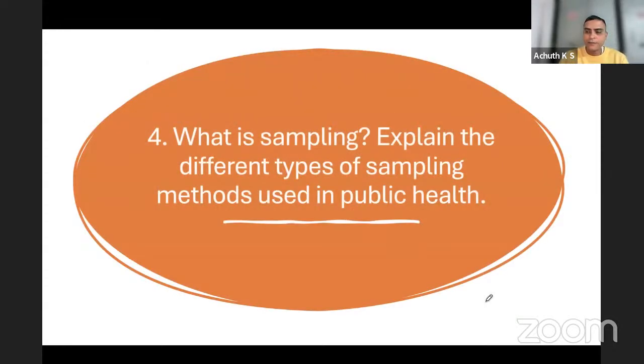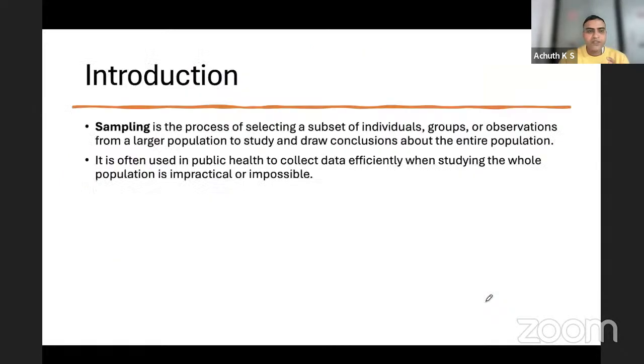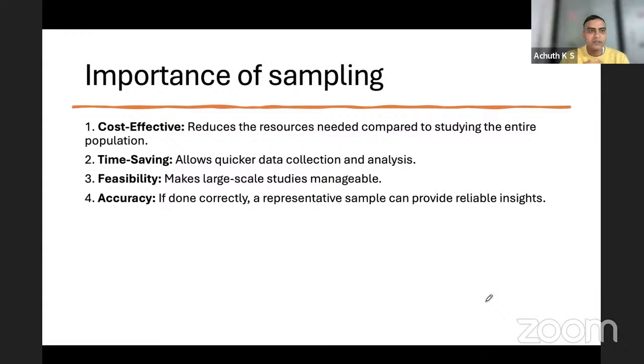Okay, next we have sampling. Explain the different types of sampling methods used in public health. What is sampling? Sampling is a process of selecting a subset. You have 100 people, take a sample of 10. If you are taking 10 people out of 100, that means that 10 is a sample. Okay, we have many types of sampling. We'll see them one by one.